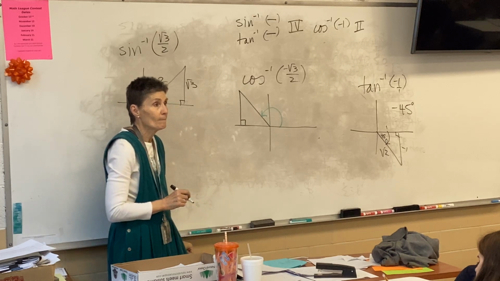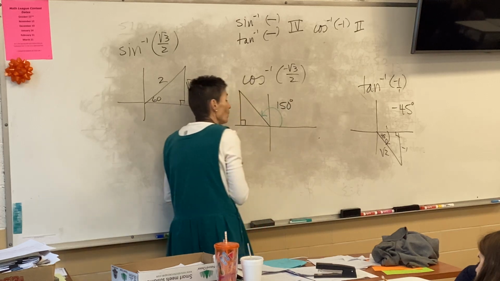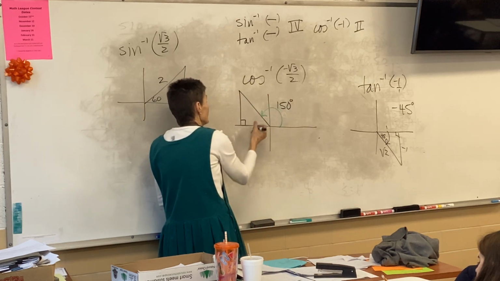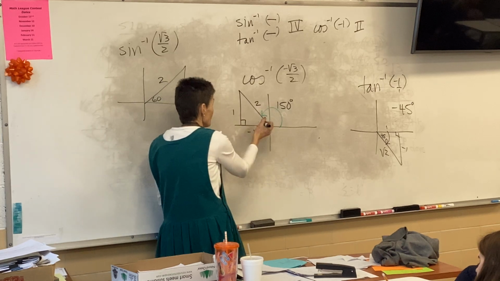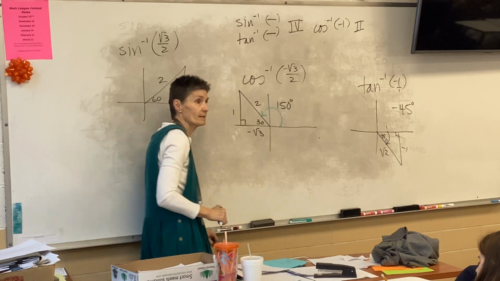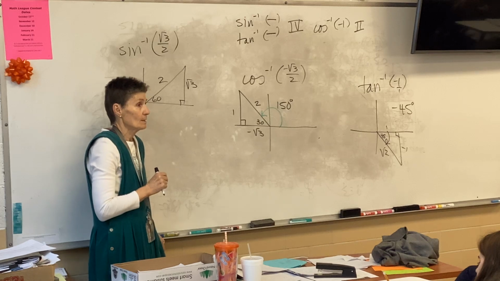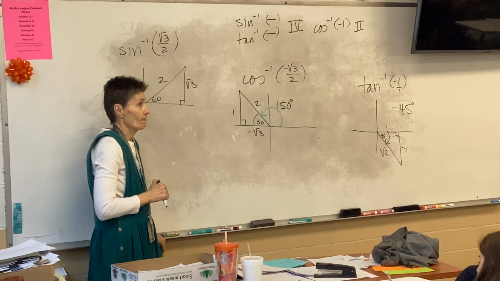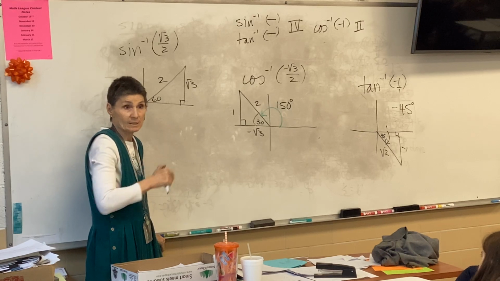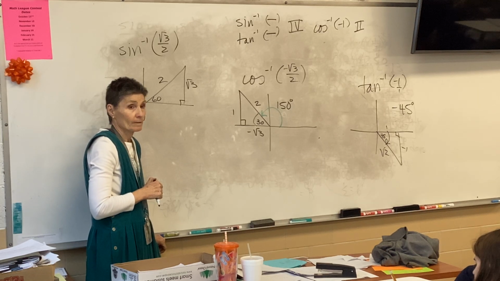Anybody have an answer to share? Well, I heard a 150, and that's exactly right. Why is it 150? Well, negative √3 over 2 is your cosine. That means your reference angle here is 30. You need that reference angle. So draw the triangle and find this angle. Then we'll subtract it from 180 to get 150. You feel okay?